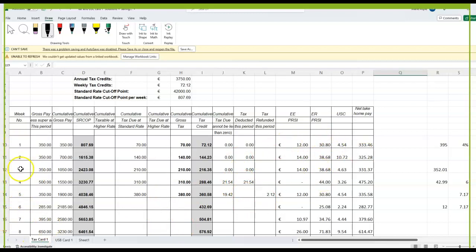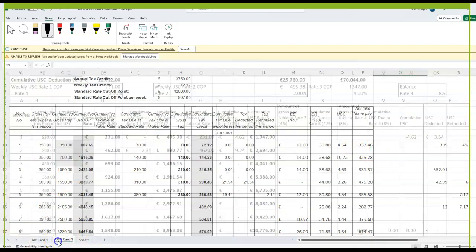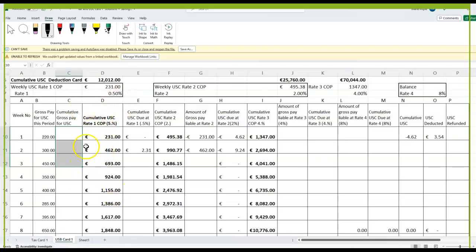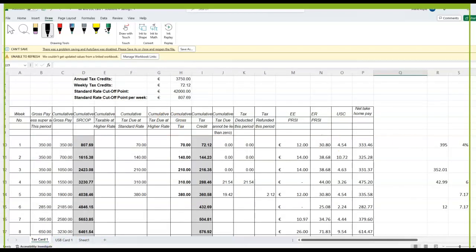PRSI is on a week one basis. You're always going to look at the weekly income and see which class it falls under, A0, AL, AX, or A1. USC then is based on the circumstances that is provided to you in an RPN, and an RPN is a revenue notification, and it tells you to use these rates, the standard rates. So when it all comes together, you can work out your net take-home pay, as we have been doing. So that is our cumulative system in a nutshell.